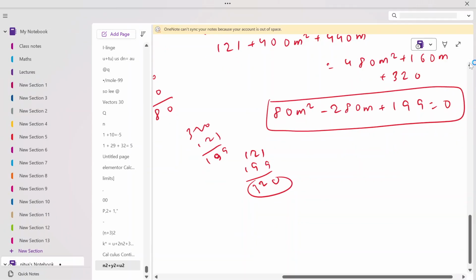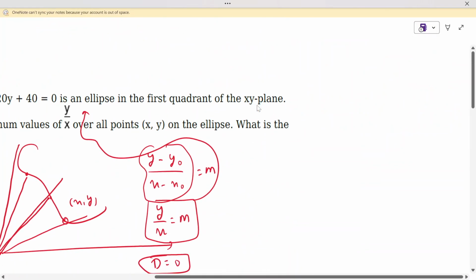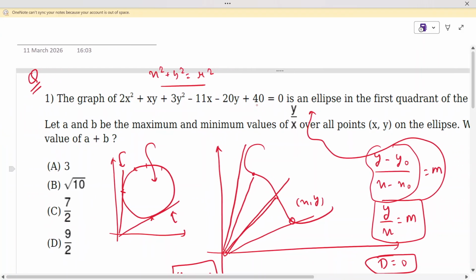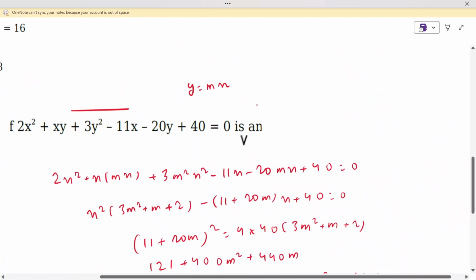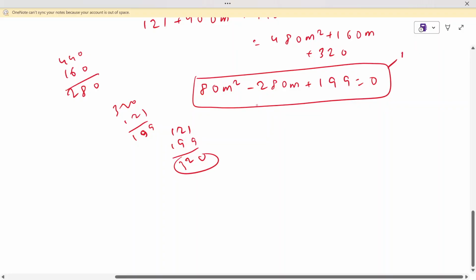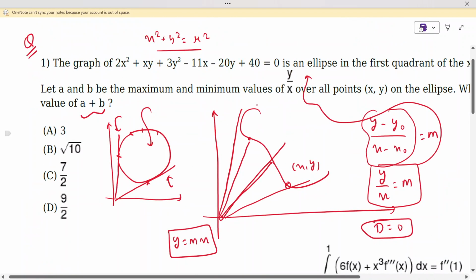Fine. So I guess in this question, they're not asking the integer value of the maximum and minimum. They're asking the sum, right? And the sum will be what? This will have roots m1 and m2. So m1 plus m2 will be equal to what? This will be 280 by 80. This will be 7 by 2, I guess. Fine. There's no need to solve. It's 7 by 2. Okay.